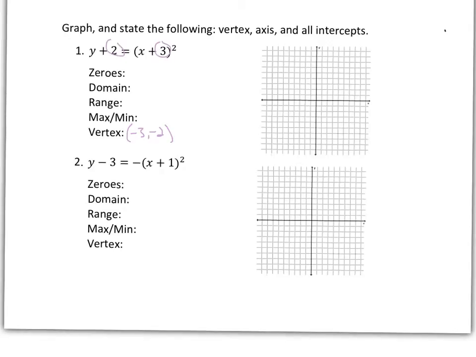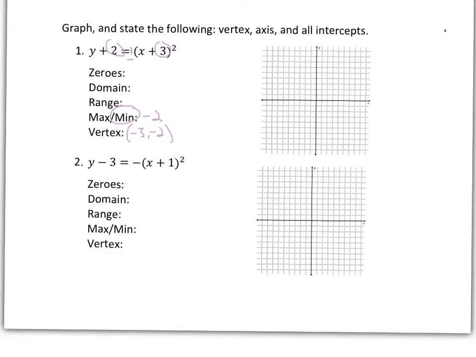Right, now the max and the min. Now to figure out whether you have a maximum or a minimum, what you need to do is you need to look at a. Right, so a here is non-existent, so it's just 1. Right? If a is positive, then you have a minimum, right, because it opens up. If it's negative, you're going to have a maximum because it opens down. So this one is positive, so we have a minimum. And that minimum is just going to be the y value of your vertex. So our minimum here is -2.